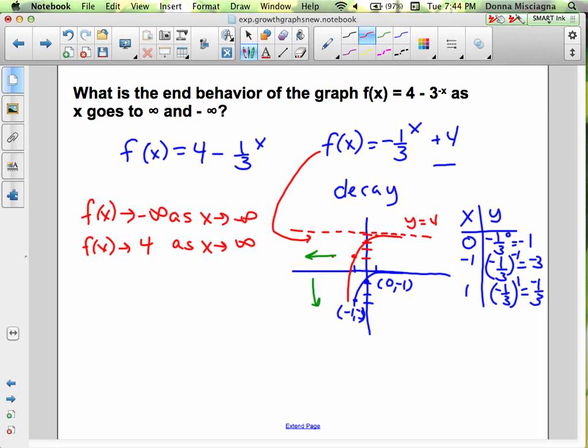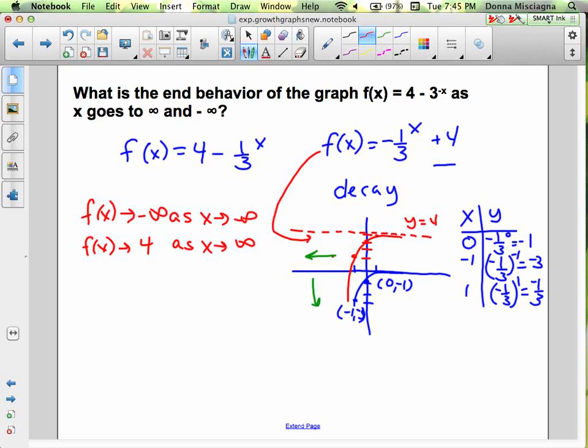All we've got to really do in this problem is figure out growth or decay. If it was growth, it's going to move away from the asymptote as x approaches infinity and towards the asymptote as x approaches negative infinity. If it's decay, then it's going to be the reverse. It's going to move towards the asymptote as x gets larger, because 1/3 to a larger and larger power gets smaller and smaller. And it's going to approach, in this case, negative infinity because it's reflected, as x approaches negative infinity.